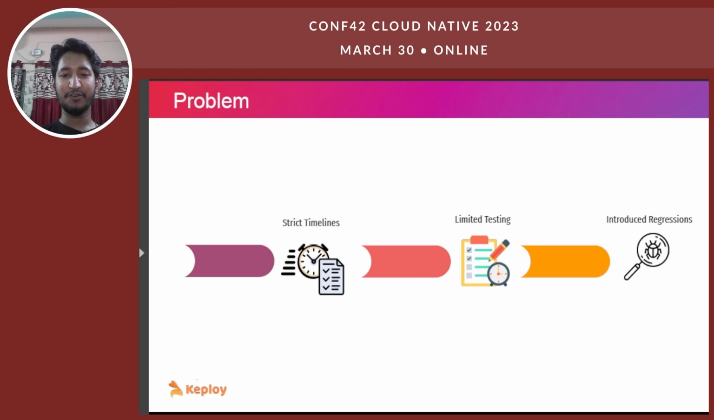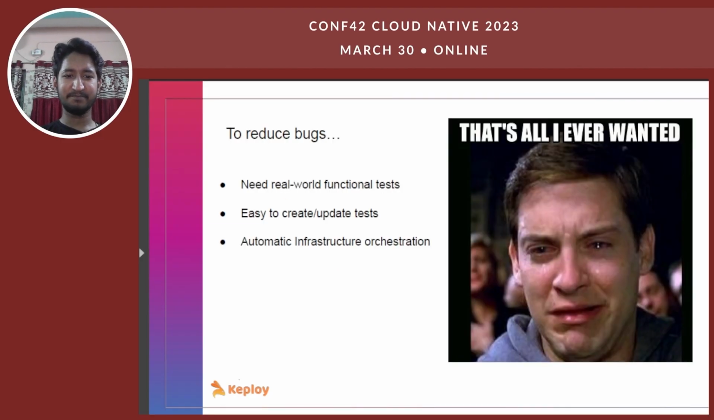So, as we all know, for every problem, there is a solution. All we need to reduce the bugs are just three things. Number one, we need to do the functional testing. We need a tool that could create the test cases and update the test cases easily for us so that we don't have to really write the test cases and spend time on it. We need something that could automatically orchestrate the testing infrastructure. So that's all we need.